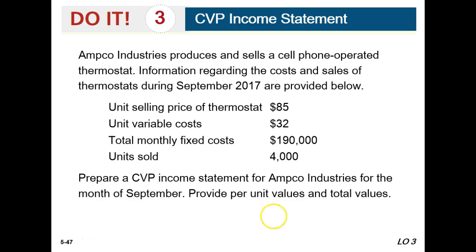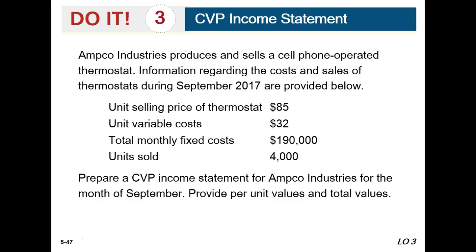So if we look at this example, Ampco Industries produces and sells a cell phone operated thermostat. Information, ooh, that'd be cool to have, wouldn't it? I know, but I don't have one.